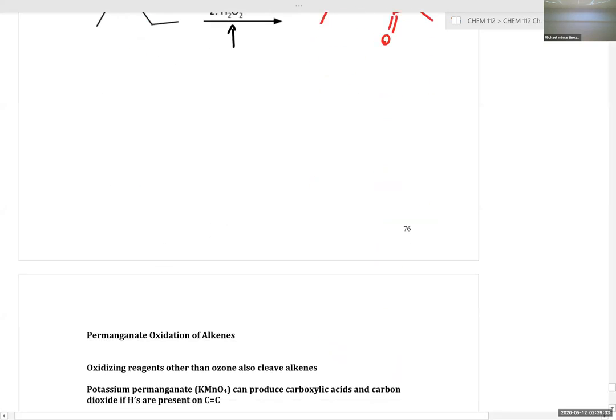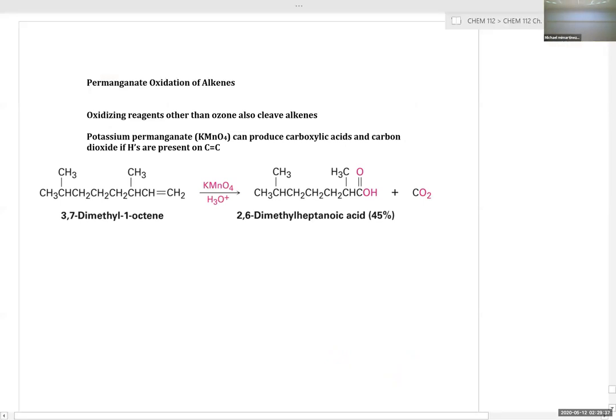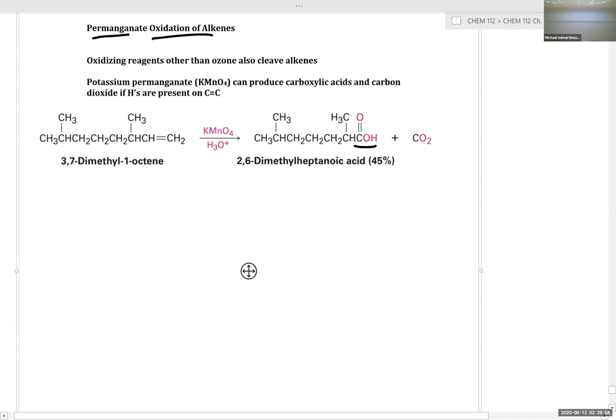Let's look at a relative to ozonolysis, which is permanganate oxidation of alkenes. So you can cleave alkenes with potassium permanganate, in which case it generates a carboxylic acid. However, this reaction is not very high yielding. So it's not really talked about a lot in terms of synthetic utility because it's quite a messy reaction.